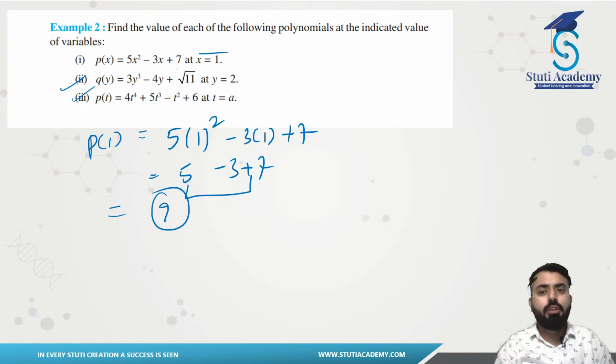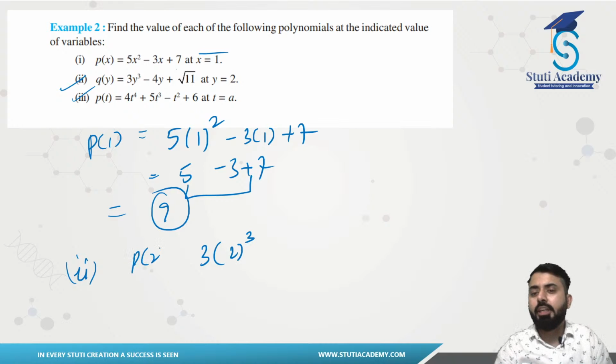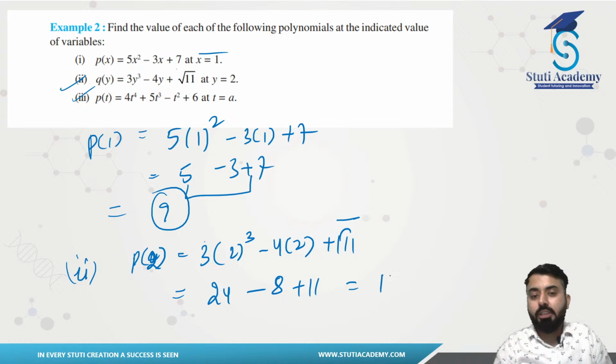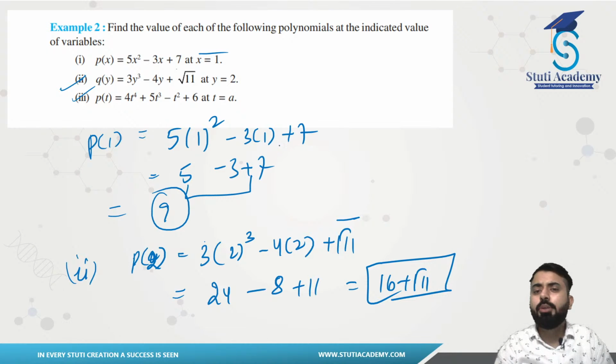So easy, right? If you want to do the second part, you should be doing it like this. 3 into 2 whole cube, replacing x, sorry, y to be 2. 3 into 2 cube minus 4 into 2 plus root 11. You see we have root 11 here, so its answer will not be any finite value. We will be having this irrational part there. Although it will be finite, it will be this one. 3 into 8, that will be 24 minus 8 plus root 11. So it should be 16 plus root 11. So that is the answer.